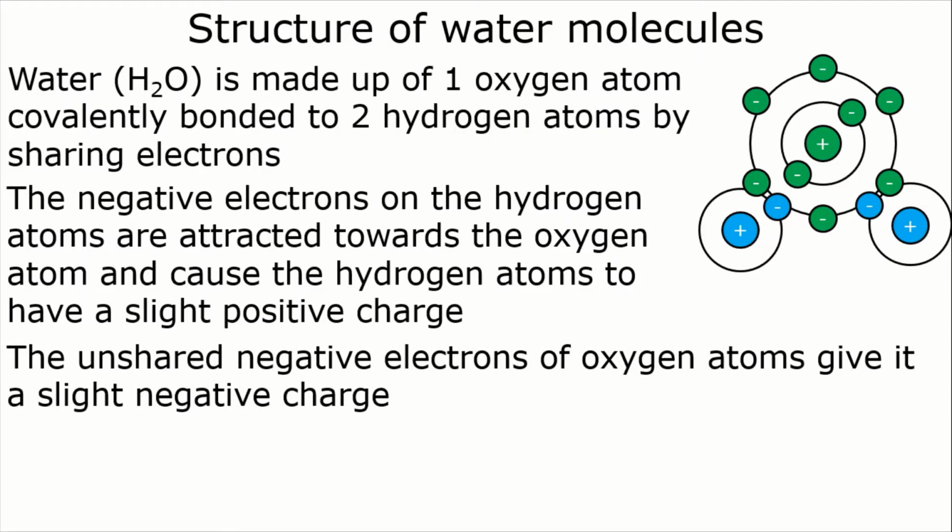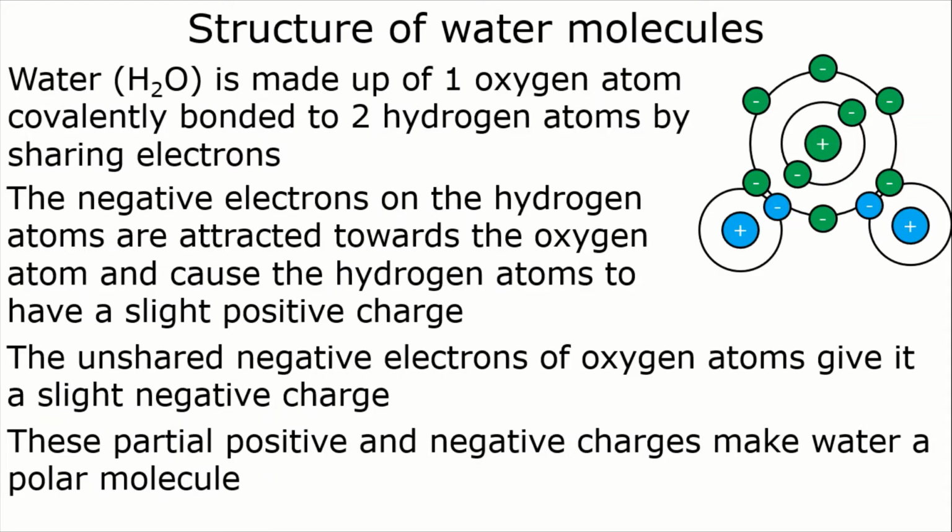Now, oxygen, because only 2 of its electrons are shared and involved in this covalent bonding, it still has 4 electrons in its outer shell that are just floating around and not involved in any sort of reaction, and this gives oxygen a slight negative charge. And because of these partial charges, water is what's known as a polar molecule.